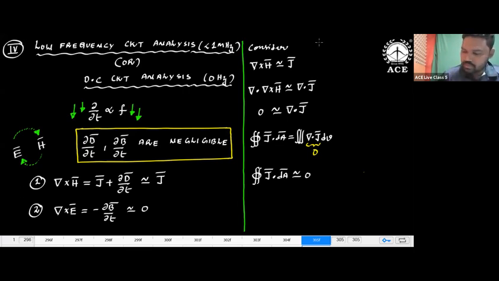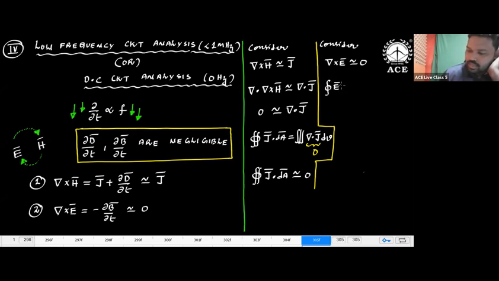Similarly, consider del cross E is approximately equal to 0. You can use the Stokes theorem. What is the Stokes theorem? Closed line integral of E dl is equal to surface integral of del cross E dot dA. What is this del cross E equal to? It is 0. That means closed line integral of E dl is equal to 0.